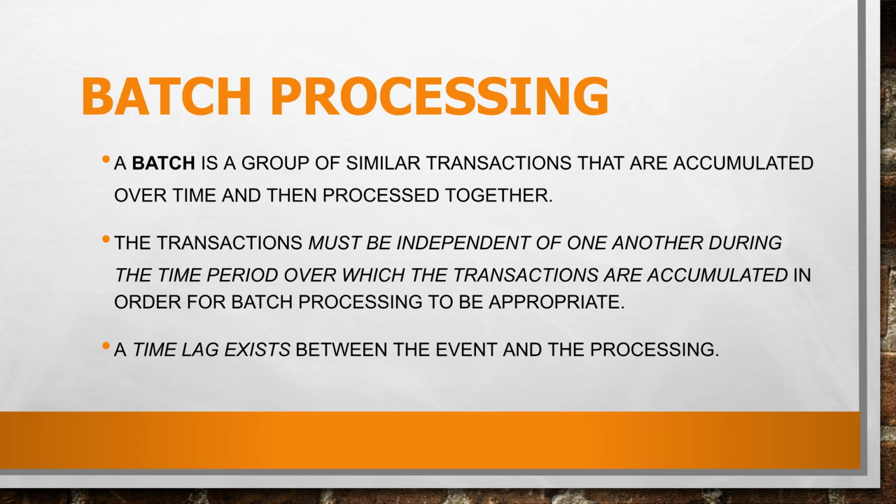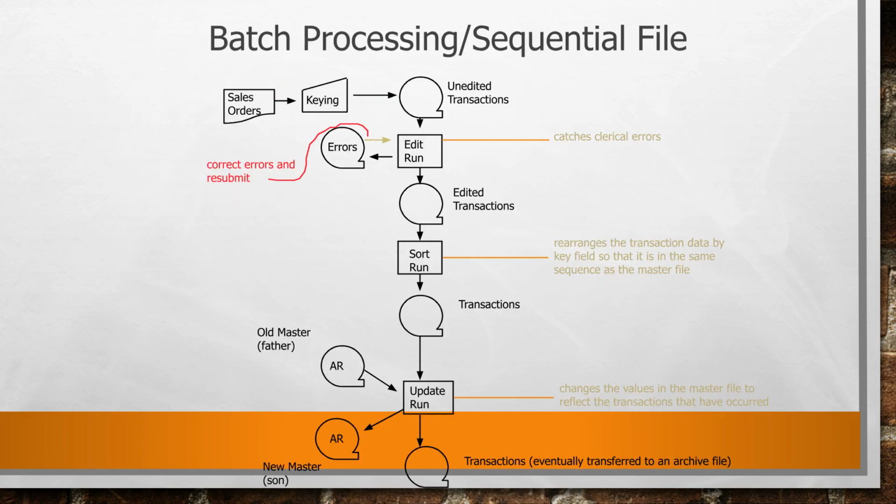Batch processing involves grouping similar transactions that are accumulated over a period of time. This method is appropriate only when transactions are independent during that period, as there is a time lag between the event and its processing. This diagram illustrates the batch processing cycle with a sequential file. It shows the flow from initial sales orders and keying through the edit, sort, and update runs, resulting in a new master file.